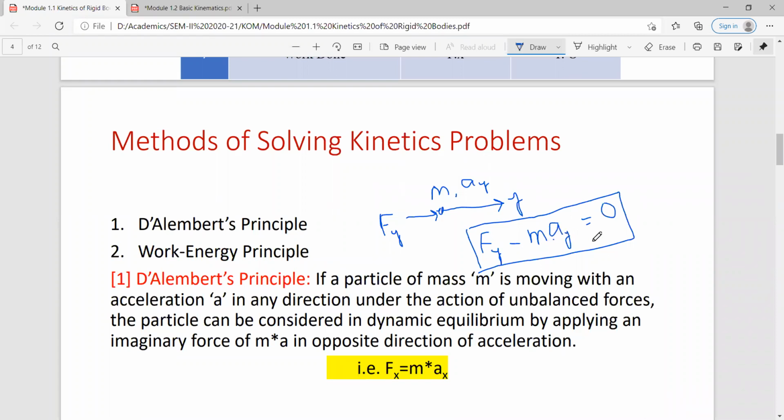Is my voice clear? Yes, sir. Okay, so do you understand this D'Alembert's principle?